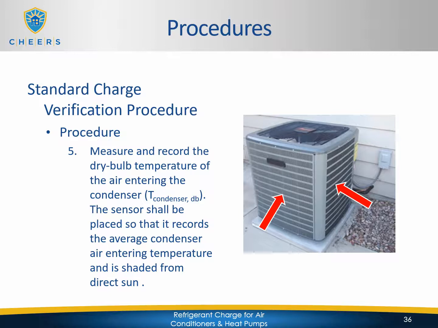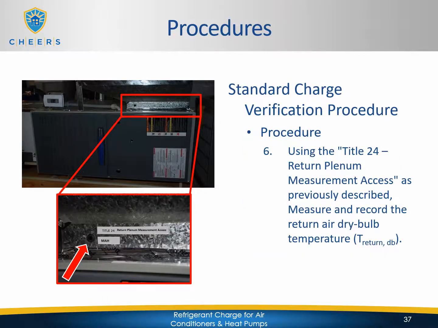Back at the unit, using the Title 24 return plenum measure access as previously described, measure and record the return air dry bulb temperature, also labeled as T-return dry bulb.